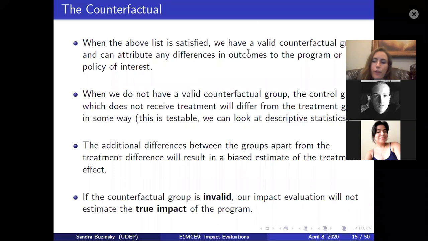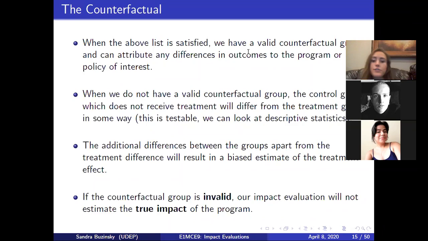So of course, when the above list is satisfied, we have a valid counterfactual group, and then any differences in the outcomes we can attribute to the program, or whatever the treatment is.